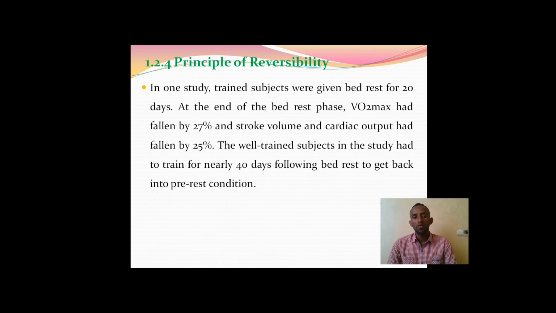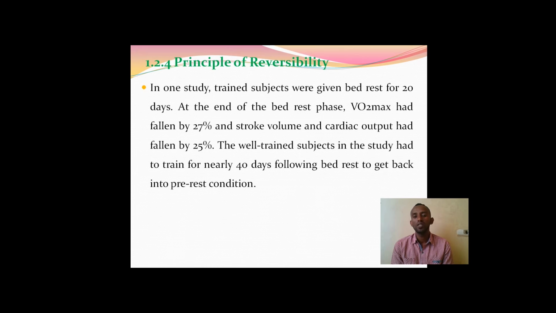In one study, trained subjects were given bed rest for 20 days after training, right? At the end of the bed rest phase, VO2 max had fallen by 27%, and stroke volume and cardiac output had fallen by 25%. This means approximately one-fourth of their fitness capacity related to cardiovascular endurance was lost.